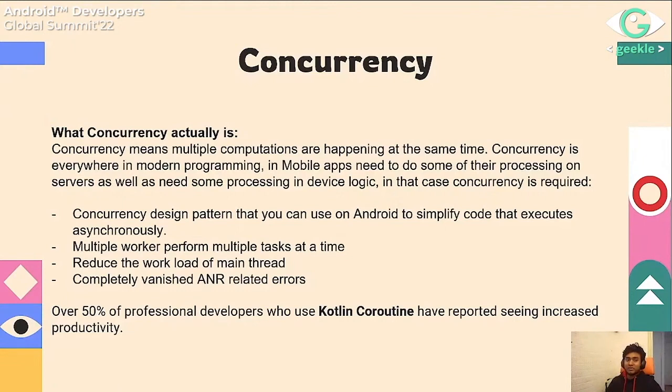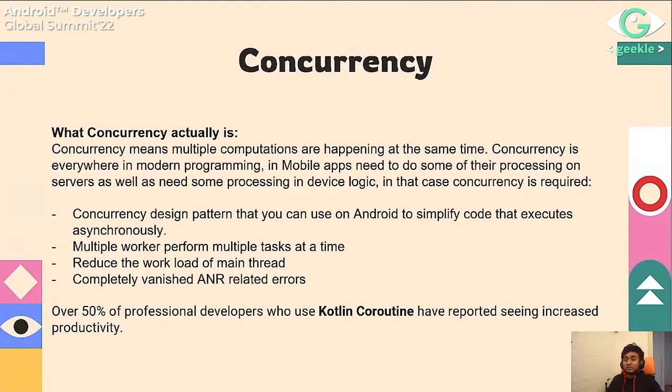An example can be a website that must handle multiple simultaneous users. Mobile apps need to do processing on the server as well as some processing in device logic. In that case, concurrency is required. Graphical user interfaces almost always require background work that doesn't interrupt the user. In mobile apps, a user can place a network request and scroll a list. So in that case, a concurrent task is happening, and the user shouldn't be impacted by the concurrent task.